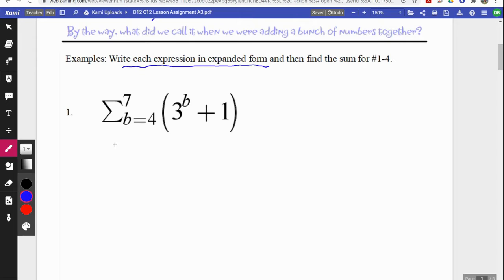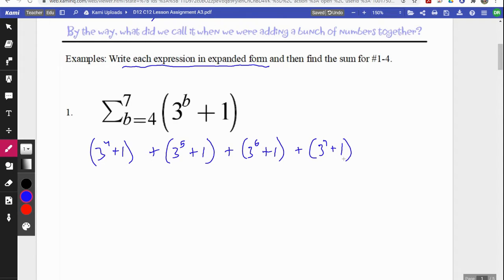Anyway, 3 to the b plus 1, we're plugging in 4 first. So 3 to the 4th plus 1. That's your first term. And then it's a summation, so we're adding. The second term would be 3 to the 5th plus 1. It just goes up incrementally by 1. So 4, we wrote that part, and now we have to write where b is 5. Increment by 1, and then 3 to the 6th. Incremented by 1 again, and then 3 to the 7th. And then we stop there because that's the ending value. We stop at 7.